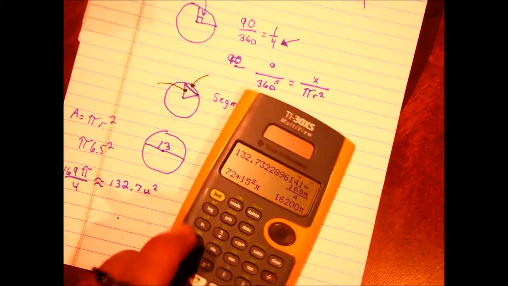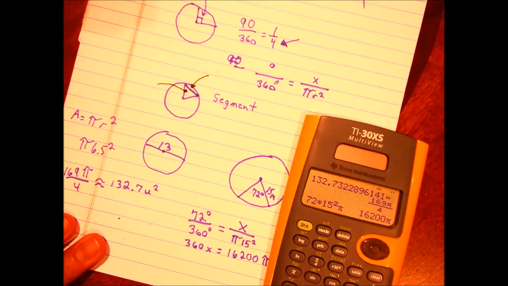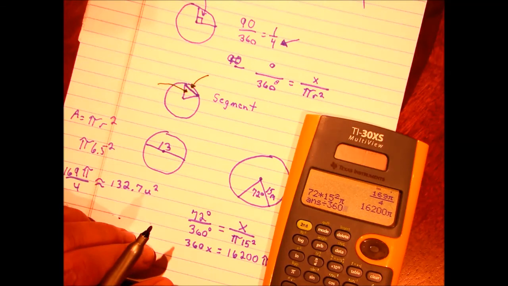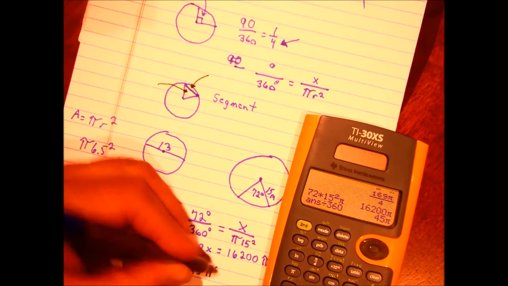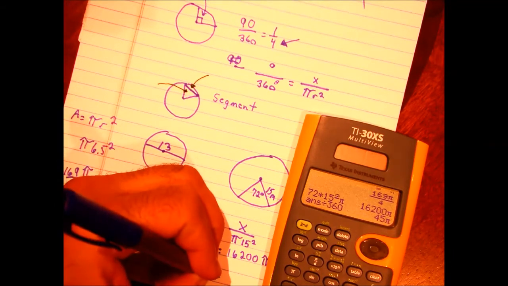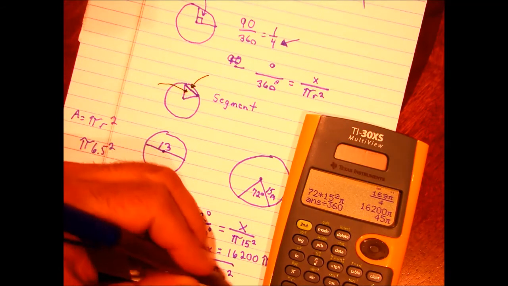Okay, you type it right into your calculator. See how it comes out. And then you would divide by 360, and you get 45 pi. So that is the area, 45 pi meters squared is the area of the sector.